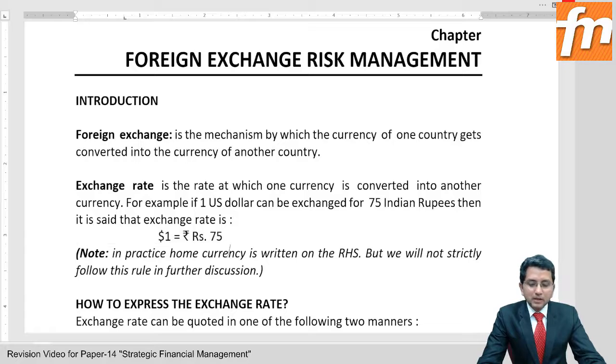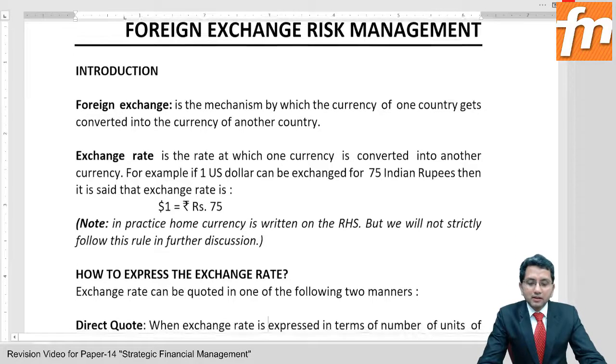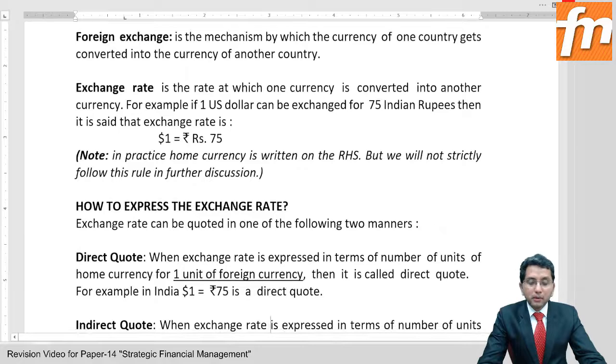Okay. Now, in practice, the home currency is written on the right hand side, but we will not strictly follow this rule in further discussion. Usually, the home currency is written on the right hand side and the foreign currency is written on the left hand side in India, but that is not compulsory. The practice may change from place to place.